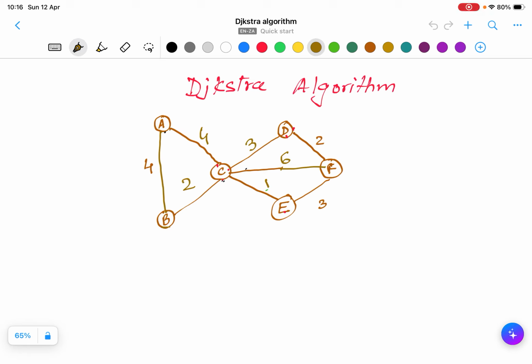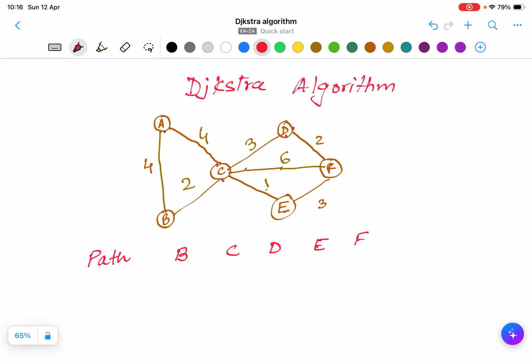So, another example for Dijkstra's algorithm. Suppose we have to find the shortest route from node A to F. So we know that the starting point of the path will be A. So we will write that path and the subsequent nodes: B, C, D, E, F.